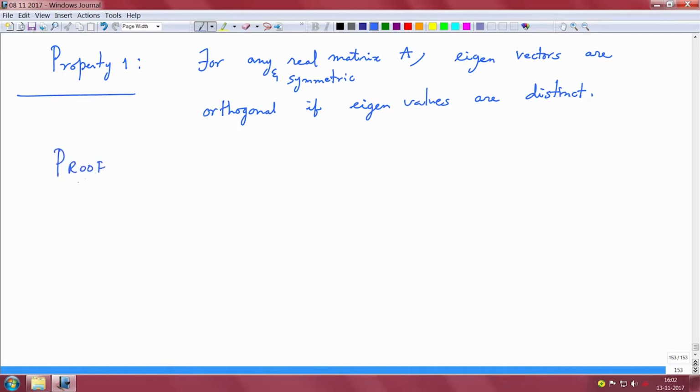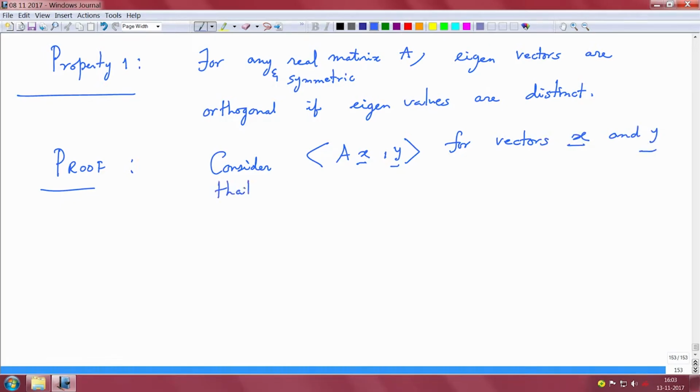Consider the inner product of Ax with y, for vectors x and y that are eigenvectors.